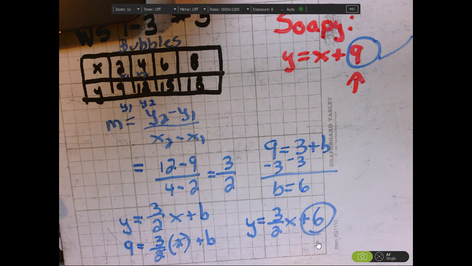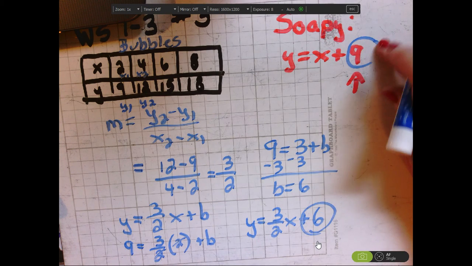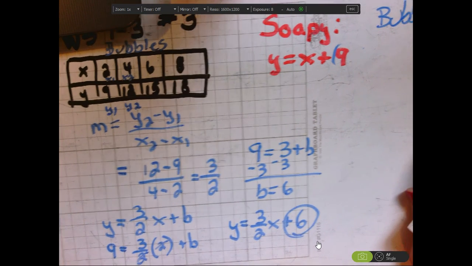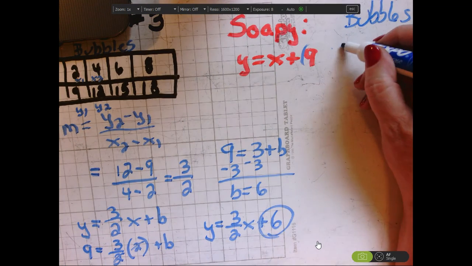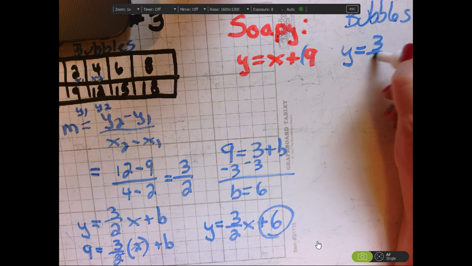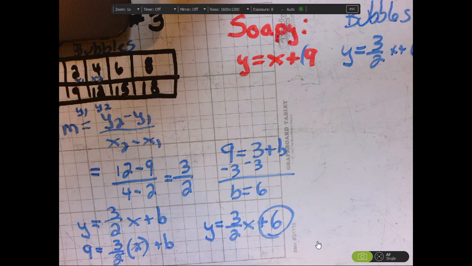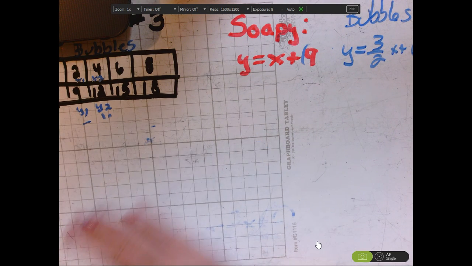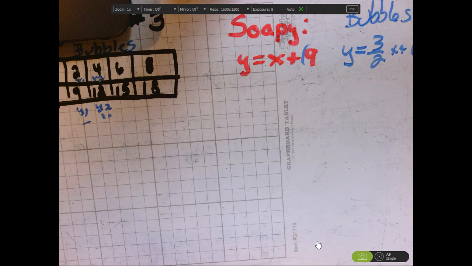The next question, let me just write the other equation down here before I forget it. Bubbles equation is y equals 3 over 2 x plus 6. All right. The next question it asks, it says, how many extras must be chosen for the total cost to be the same at both car washes?